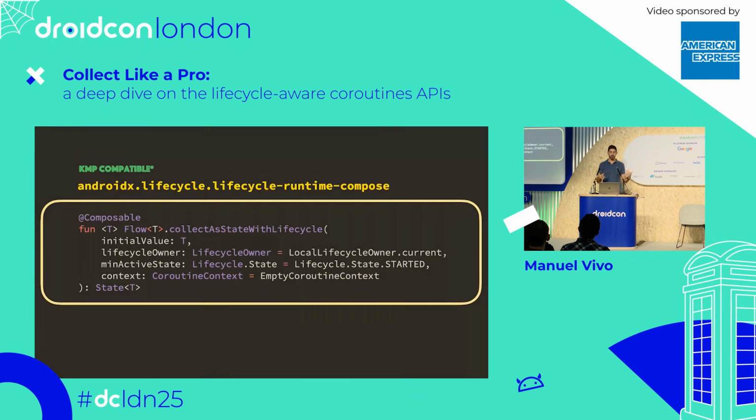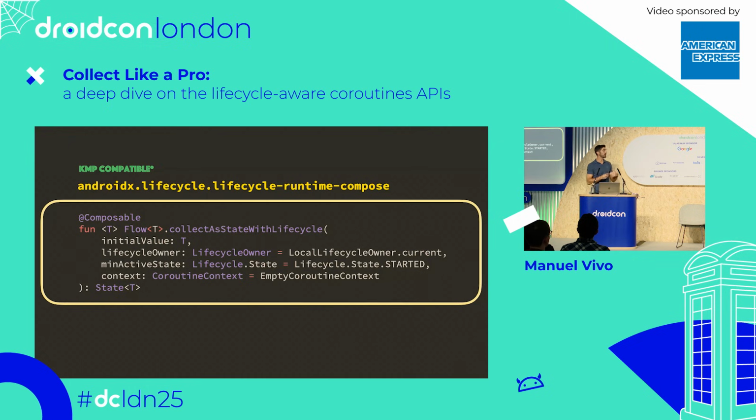Okay, the other API is collectAsStateWithLifecycle. This is the API definition, an extension function on Flow, and it requires an initial value. If you use the extension function on StateFlow, you don't need to pass an initial value. It's going to use the initial value of that particular StateFlow. And this API is going to return a Compose State, and it's going to behave very similarly to collectAsState.